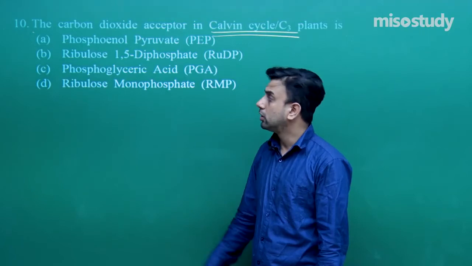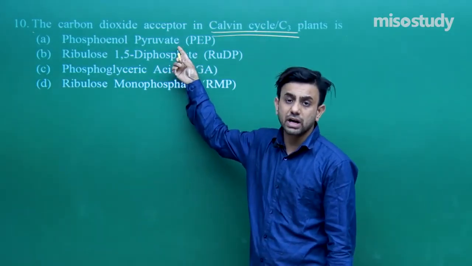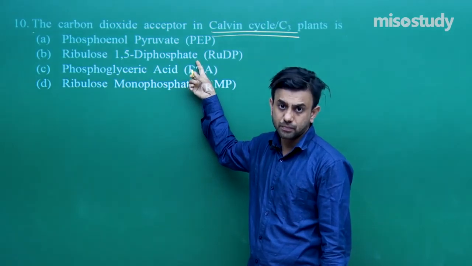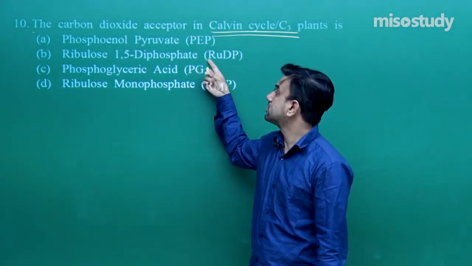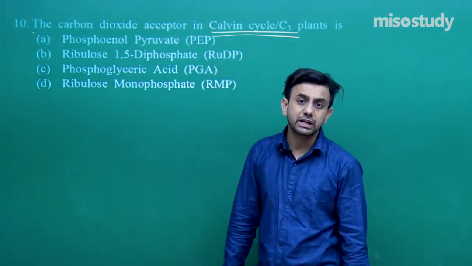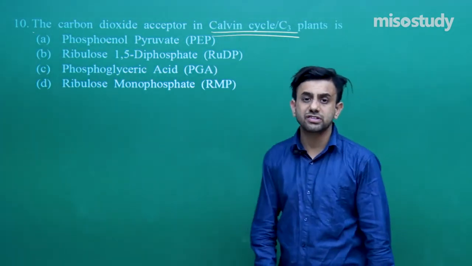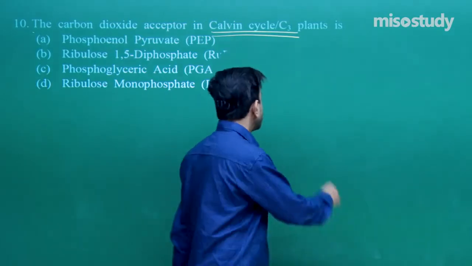What is happening here? This carbon dioxide will be accepted by the ribulose 1,5 diphosphate, in the presence of the enzyme rubisco, and will form the phosphoglyceric acid.